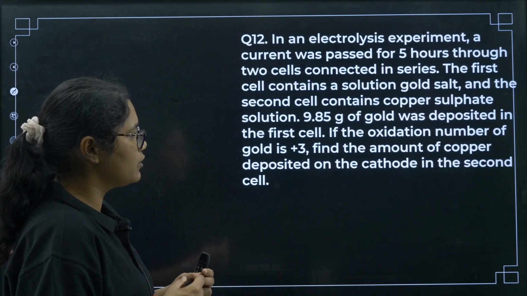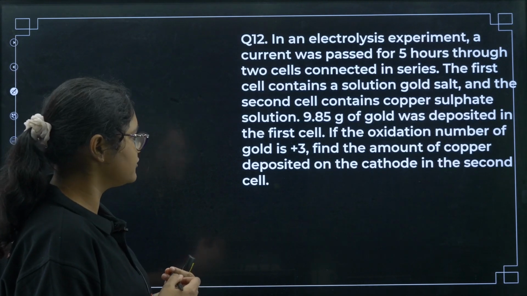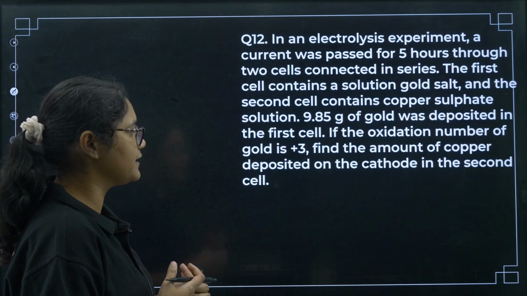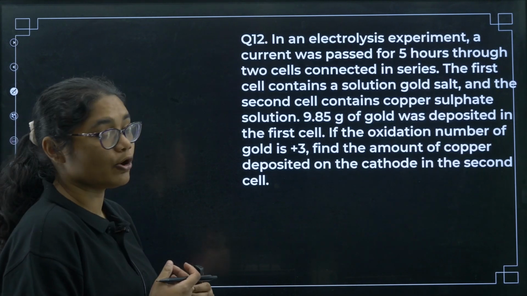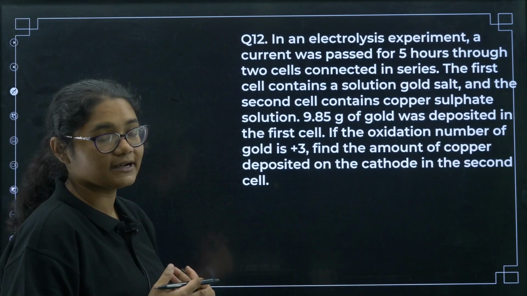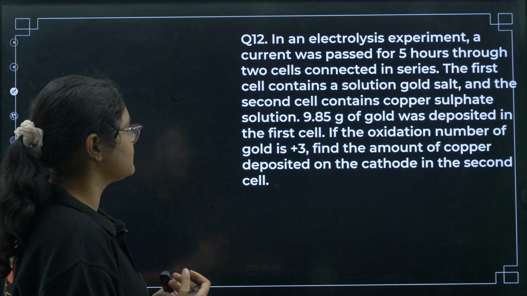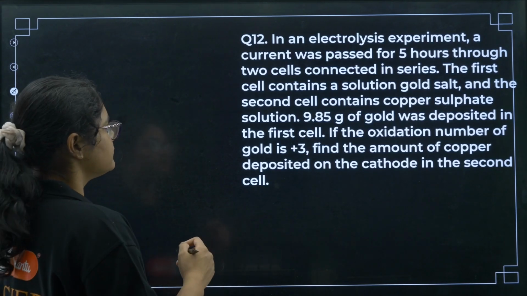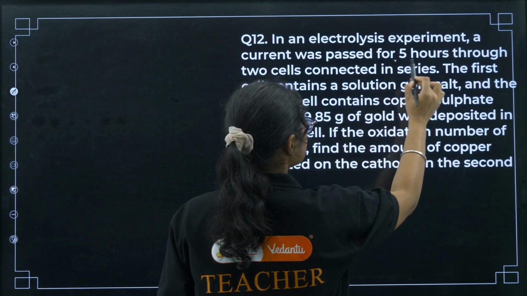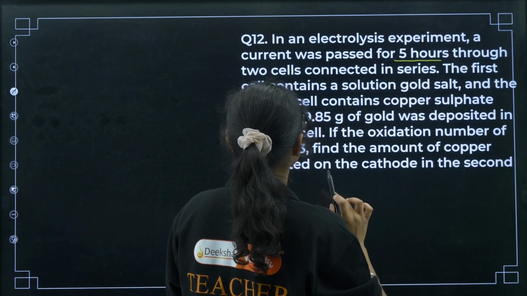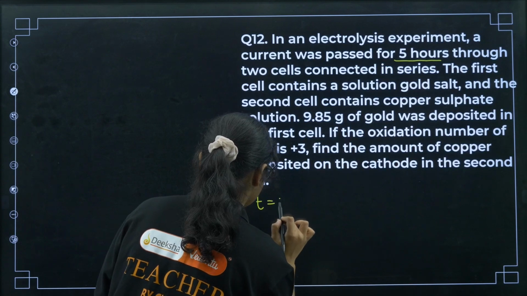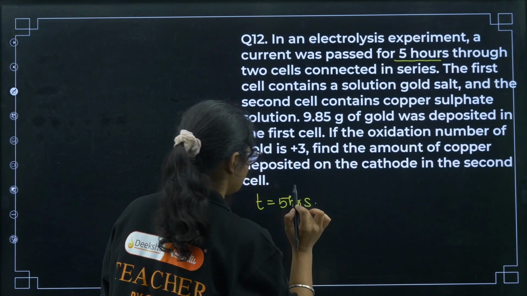9.85 gram of gold was deposited in the first cell. If the oxidation number of gold is +3, find the amount of copper deposited on the cathode in the second cell. So just imagine that we have to use Faraday's second law. First of all, what is given? Current was passed for 5 hours through 2 cells connected in series. So we have been given t, that is 5 hours.